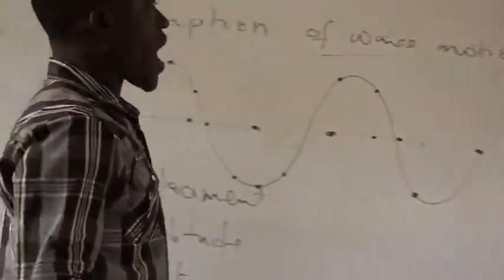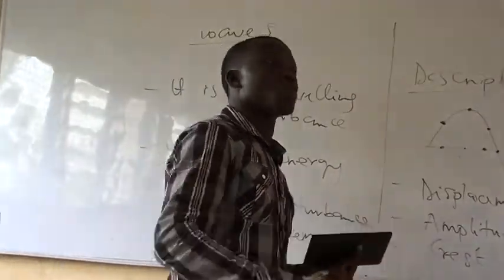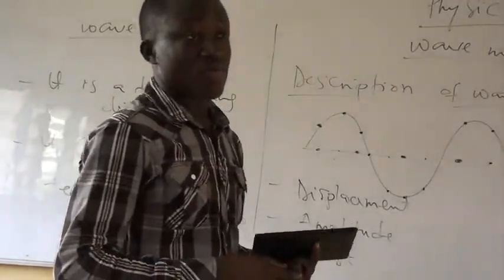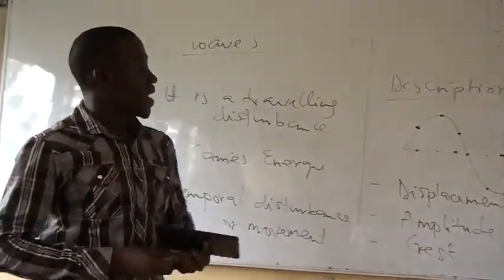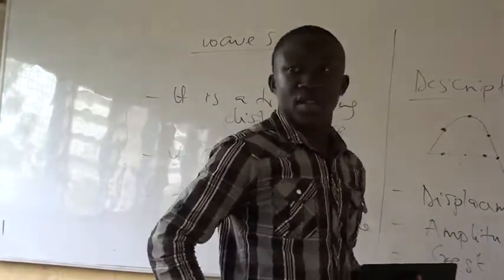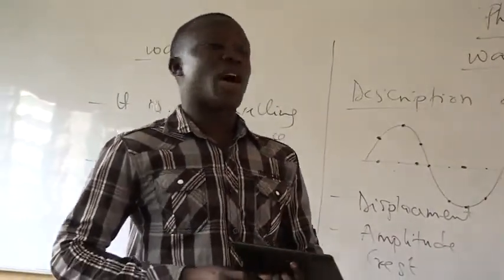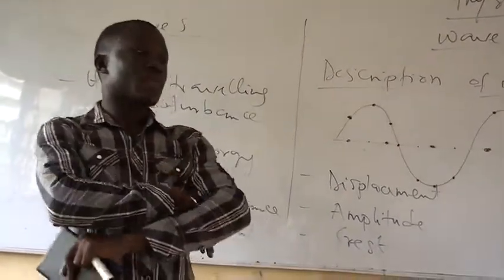So we are going to describe these simple terms here in order to use them to describe the wave motion in general. So we'll take them one after the other and then discuss it. First, let's take the displacement. Displacement along a wave motion.